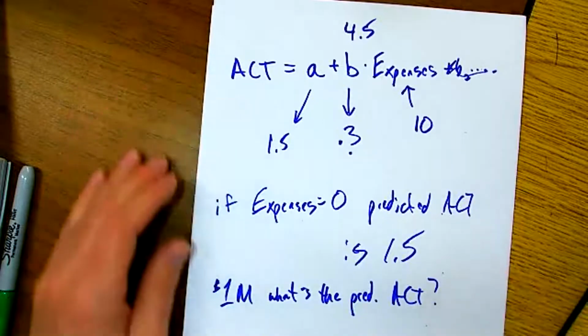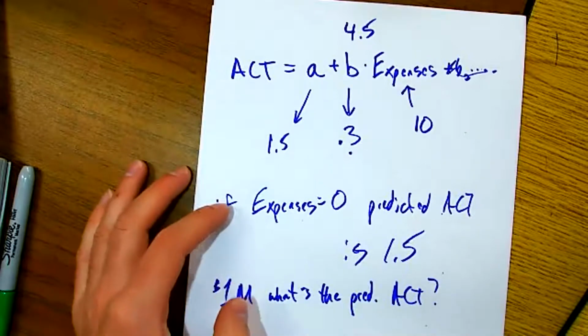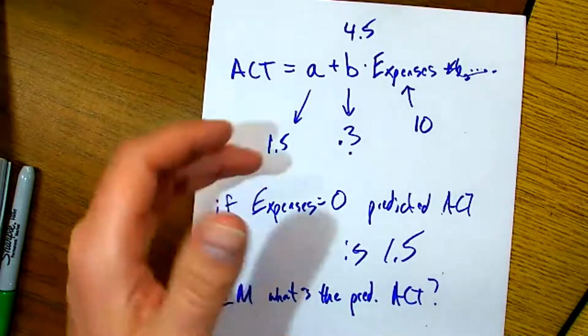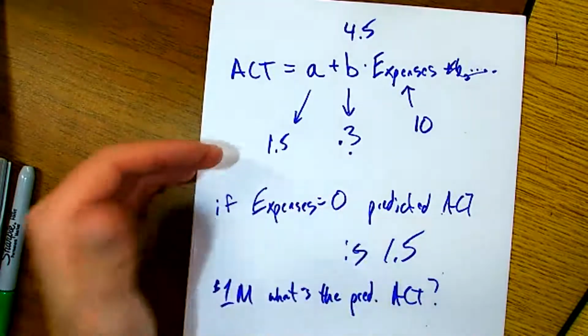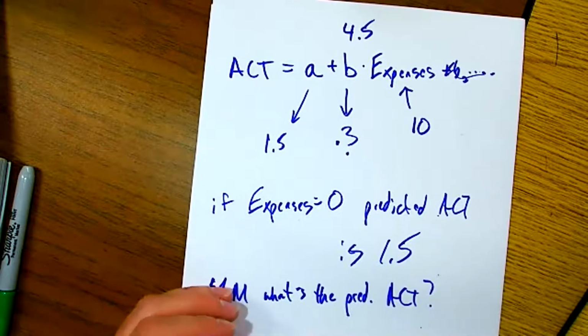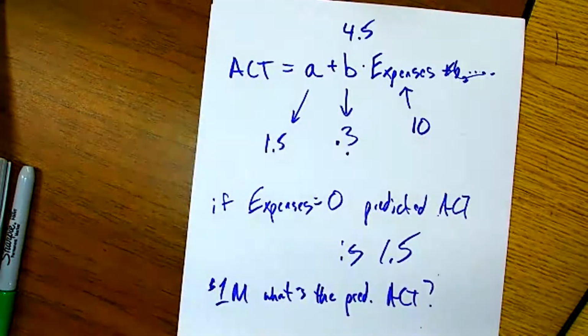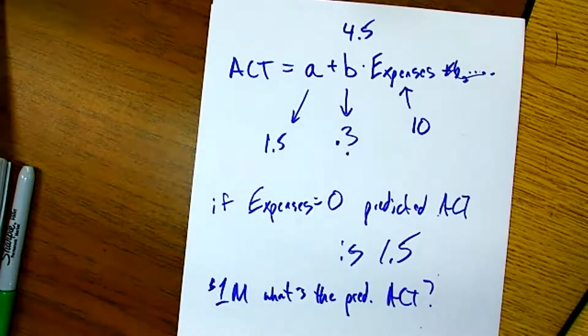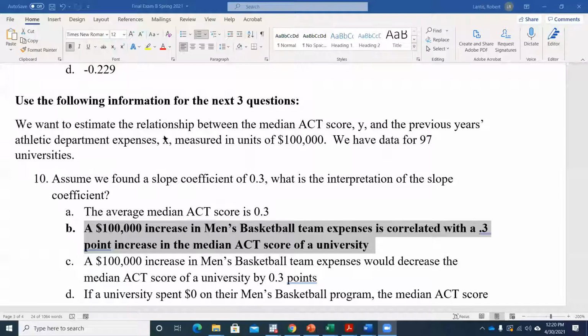So, any questions on things like that? Interpreting slope coefficients, intercept coefficients, and making predictions are all things I could ask you, just giving you the numbers for a regression that is described to you, which is what I would have been doing here. Okay.